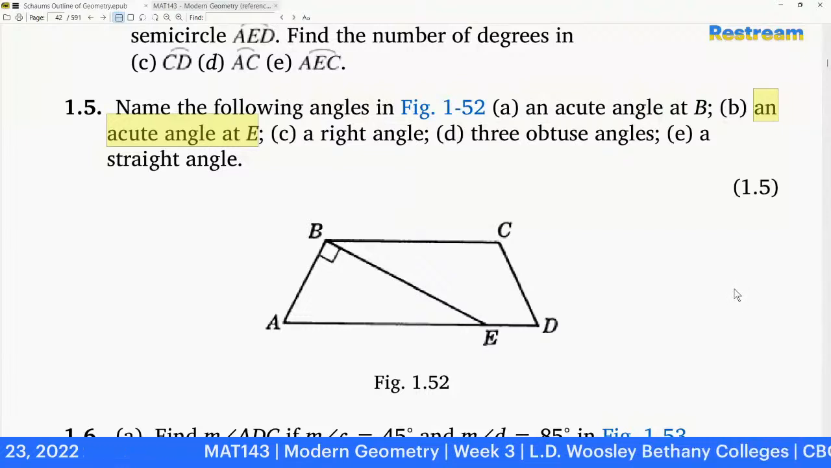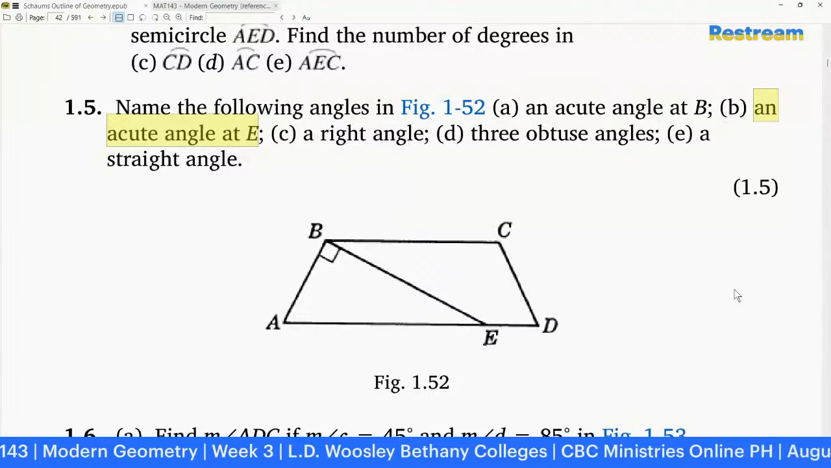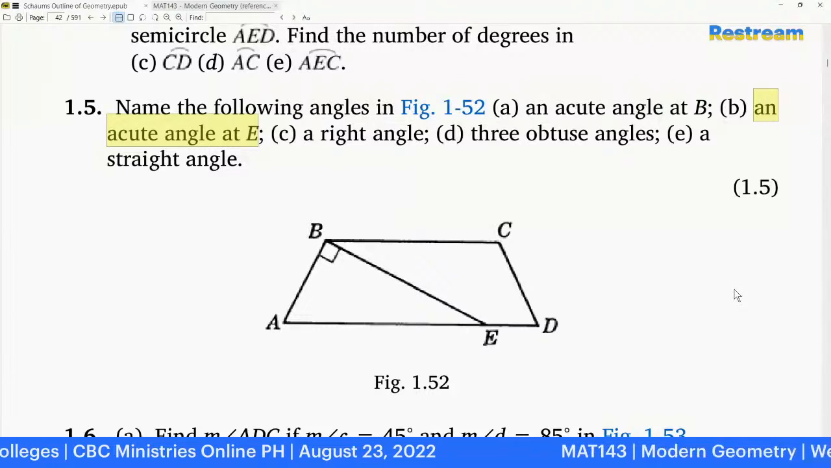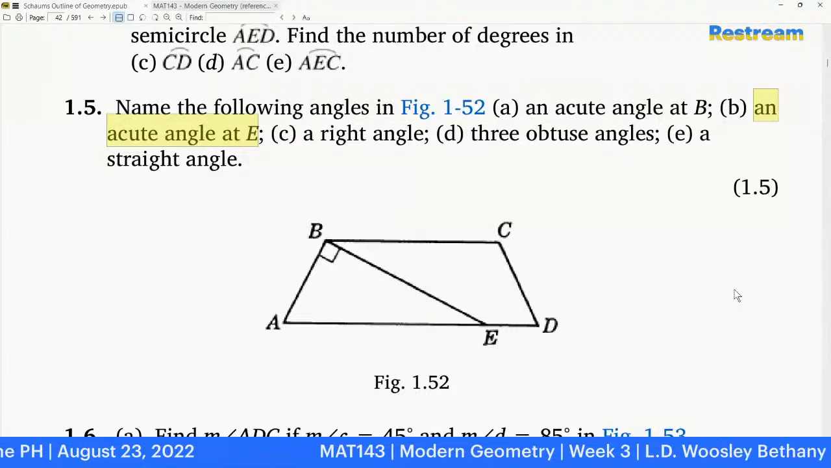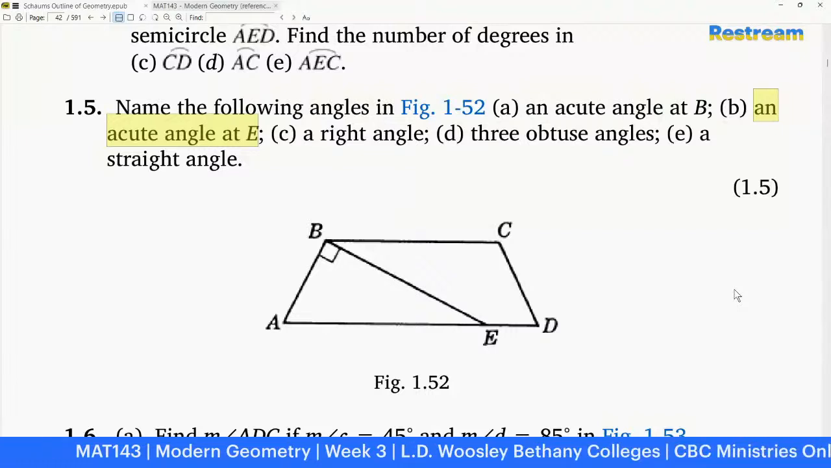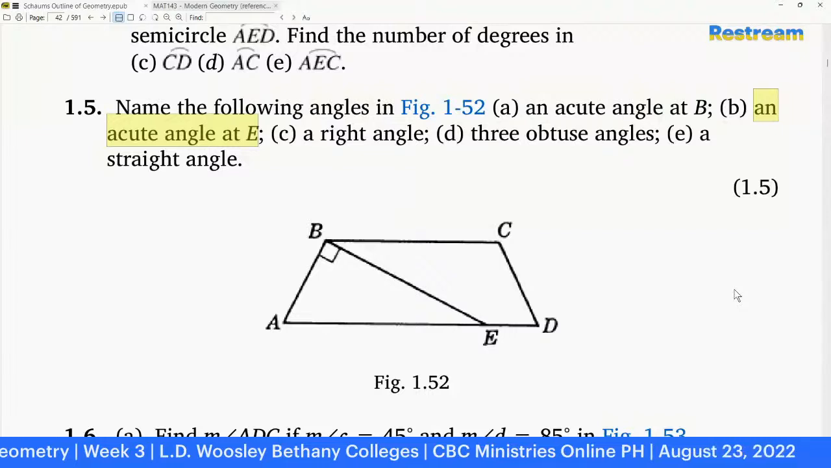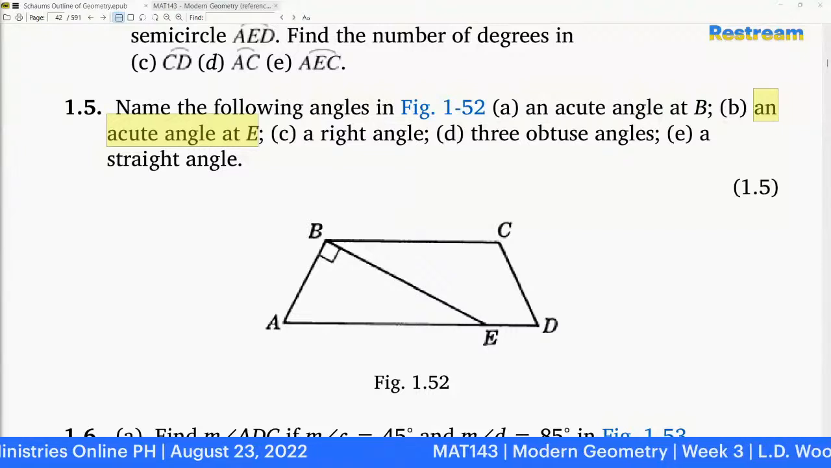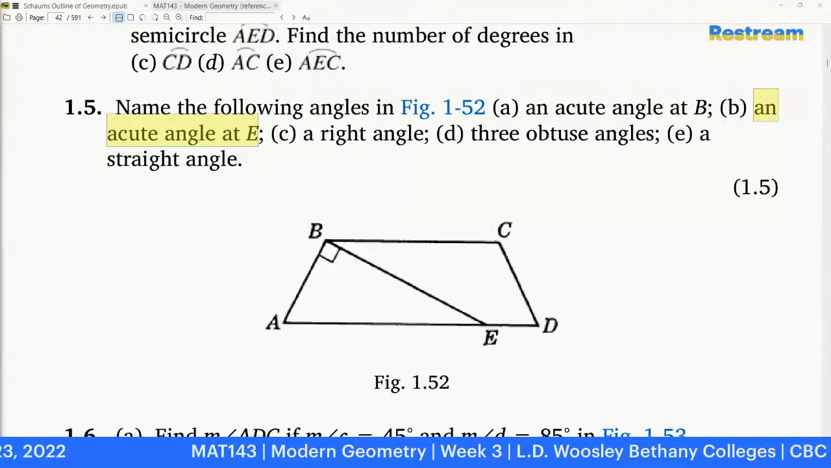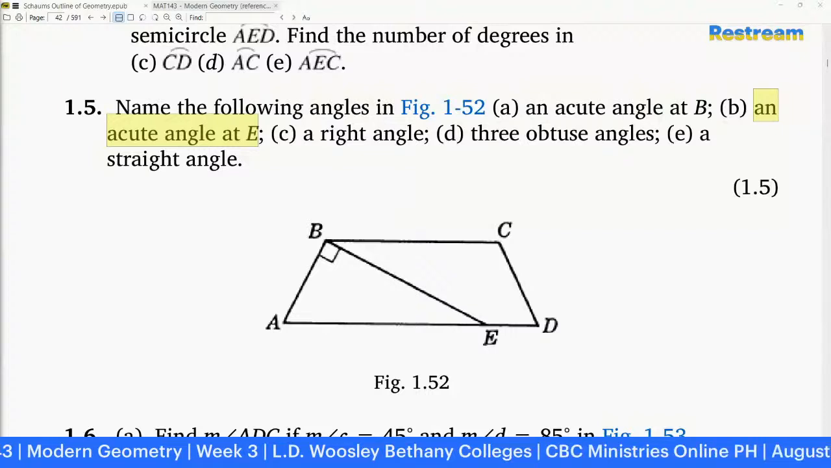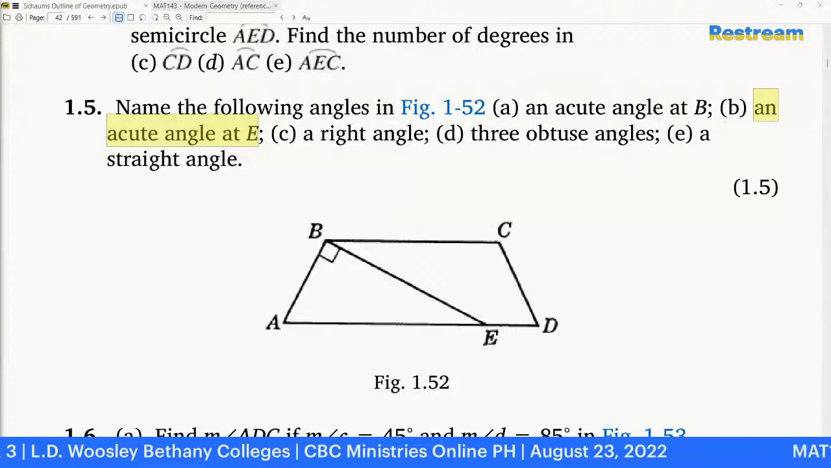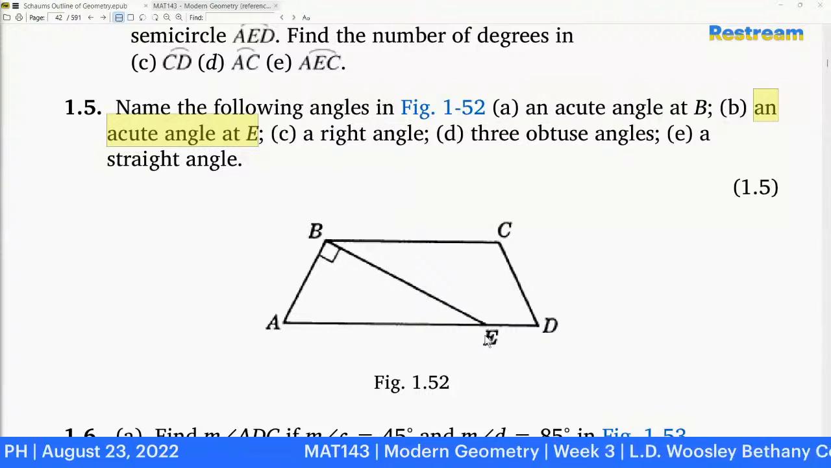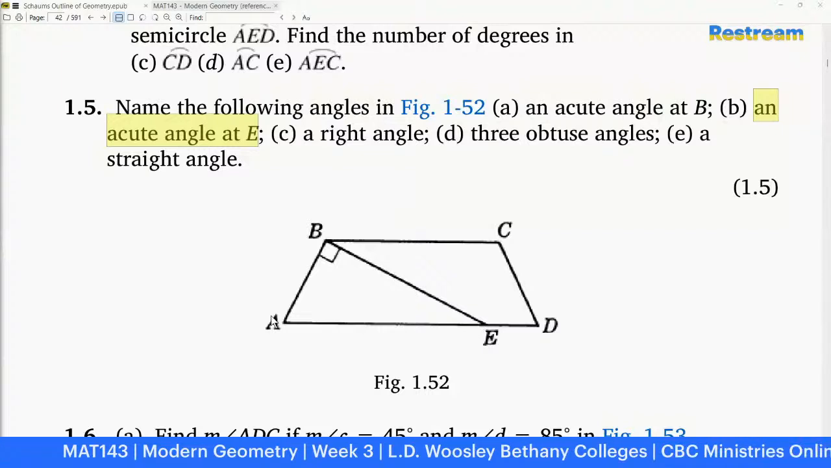Sige. Gillian again. Name 3 obtuse angles. Angle BED, BCD, and ABC. BCD, yes. ABC also is an obtuse angle. Correct. Okay, and what will be a straight angle? Obviously, it's DEA or AED. So there is only one straight angle here. Right?